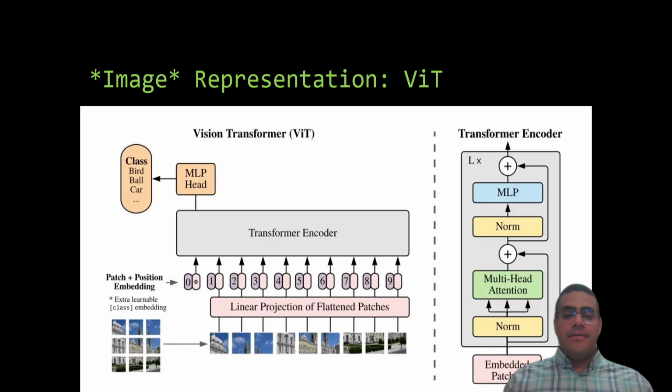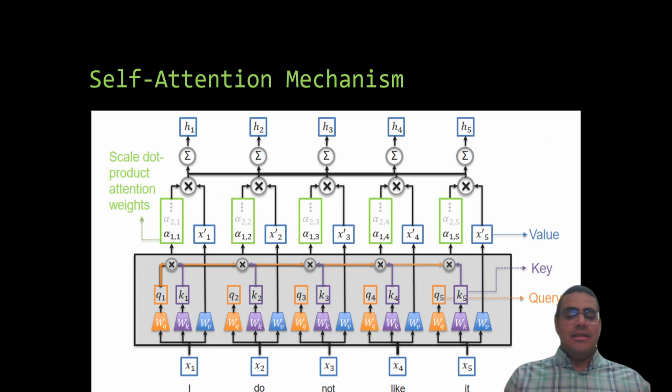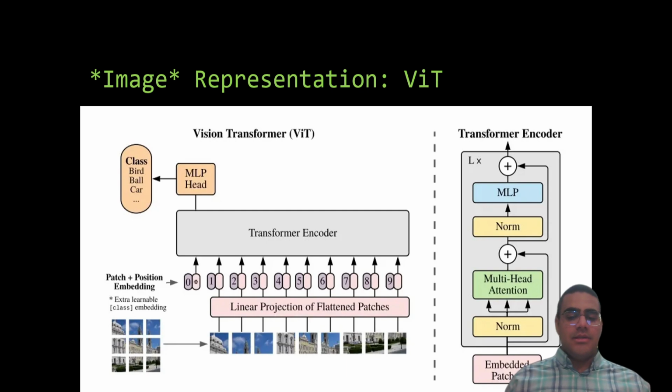Another more clever and more effective way of representing images is to use a vision transformer, or a ViT. What a vision transformer does is that it takes the image and splits it into a bunch of patches, as we can see in the bottom of this picture. After that, we flatten them into a vector format, and we pass that through a linear projection layer. And after that, we add positional embedding to them.